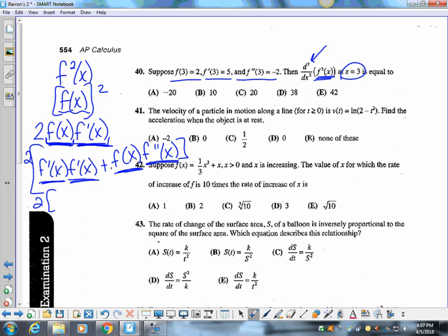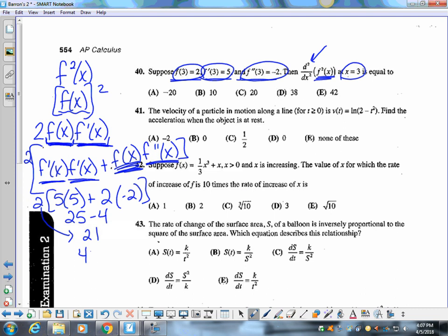Well, f prime of 3 is 5. F prime of 3 is 5. F of 3 is 2. And f double prime of 3 is negative 2. So 25 minus 4 is 21, and then times the 2 would be 42.